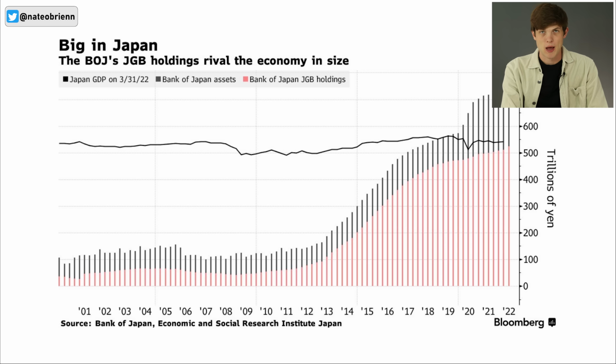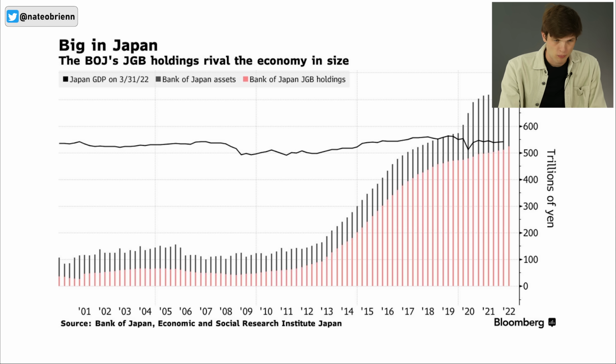Basically, they had to start buying more and more bonds in order to keep the yield on the Japanese 10-year between 0 and 0.25%. And in order to keep that between 0 and 0.25%, they started to buy tens of trillions of yen in bonds on a monthly basis, especially recently. And this black line here is the GDP of Japan, which, as you can see, has been pretty much flat for this entire time that they've been going through this process.